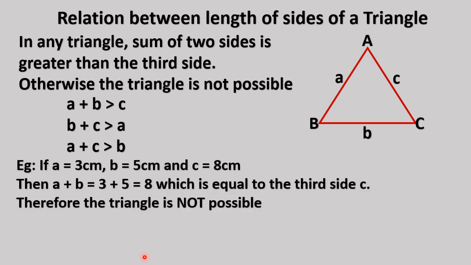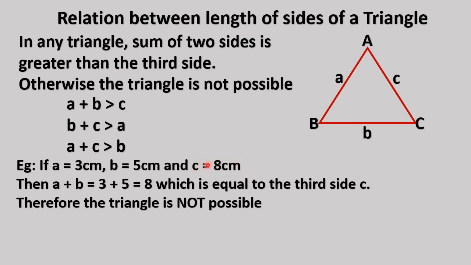Let us take an example. If A equals 3, B equals 5, C equals 8. So A plus B is what? 3 plus 5 is 8, which is the same as the third side, not greater than it. So you cannot draw the triangle. If you want, you can try, but you cannot draw the triangle. The sum of two sides should be greater than the third side.